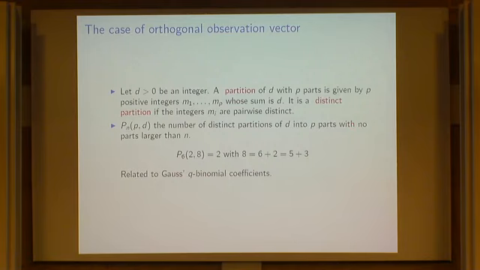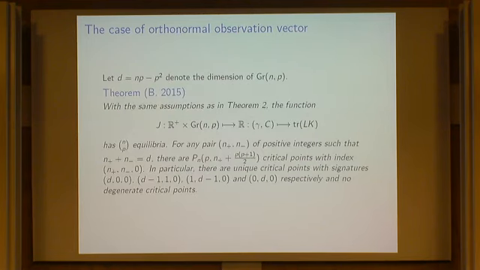So here is P6 of 2, 8, it's just 2. You can write 8 actually as 6 plus 2, 5 plus 3, 4 plus 4, or 7 plus 1. 4 plus 4 is out, it's not distinct. 7 plus 1 is out because 7 is larger than 6. So you're left with 6 plus 2 and 5 plus 3. Okay, so you have tables for these, you have recursions for these. They've been somehow studied before. They're related to the q-binomial coefficient. And we need these actually to classify, to count the number of critical points of our function J.